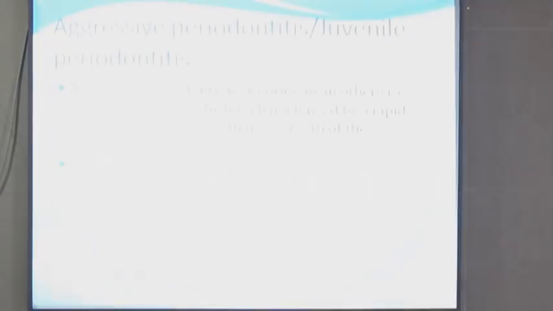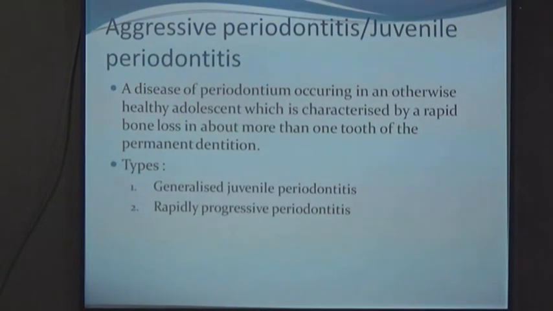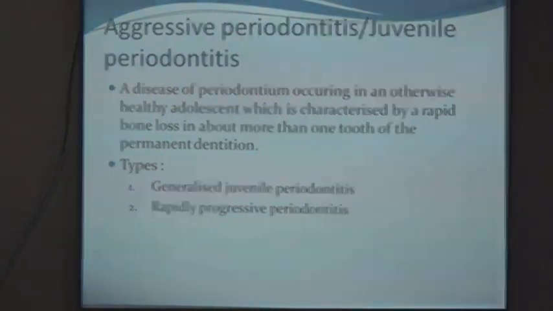And here there will be a more rapid bone loss. Why is there a more rapid bone loss in aggressive periodontitis than in chronic? In chronic, I told you apposition and resorption will be maintained, whereas here resorption will be more. Why? Because of the exotoxins released by AA. The AA releases more exotoxin.